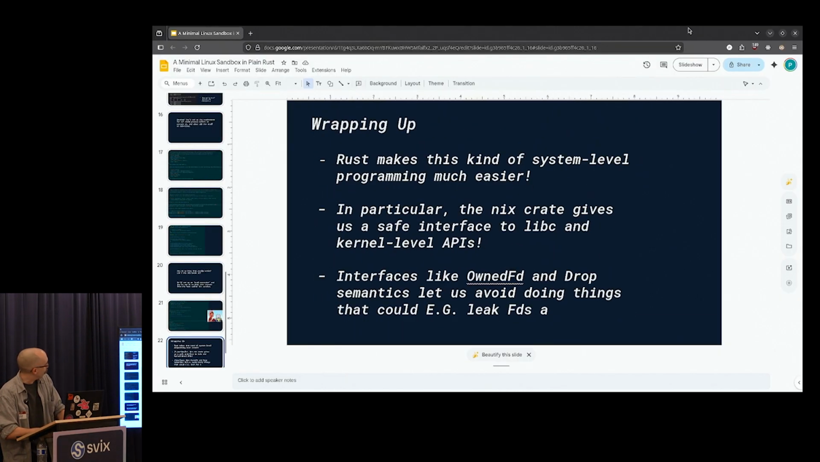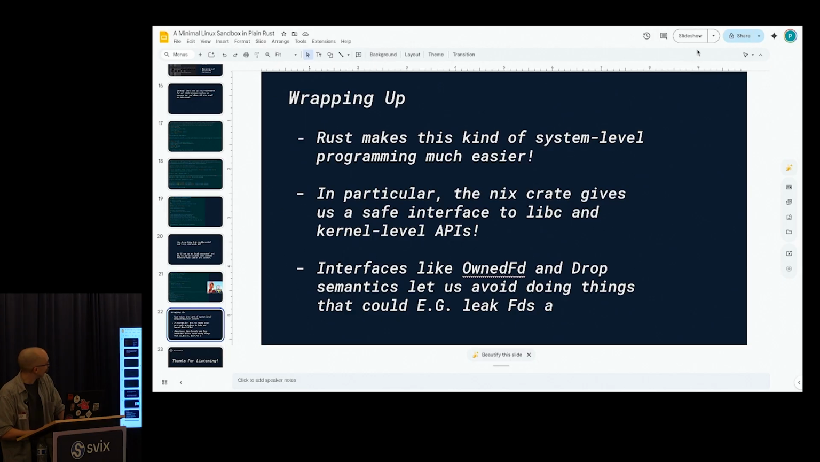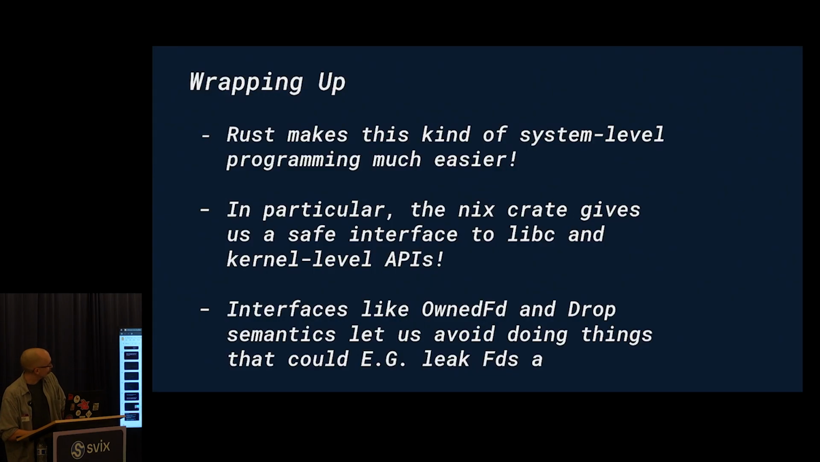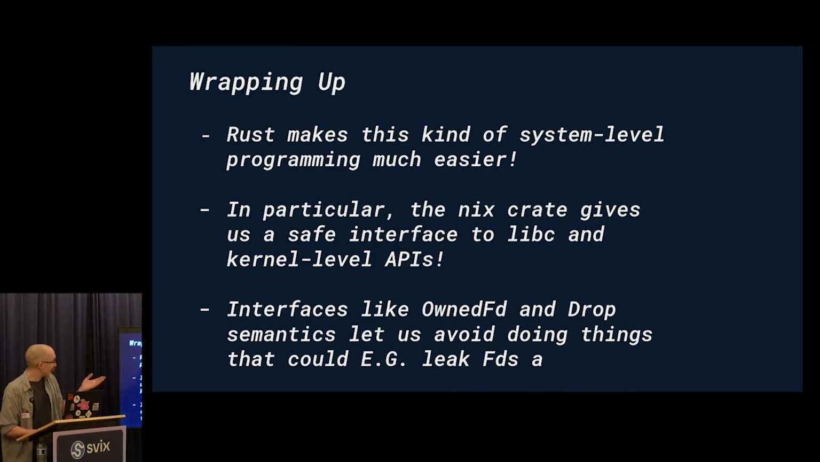Basically, the crux of my talk here was just that Rust makes this kind of experience a lot easier. Let me get back to presenting here. In particular, the Nix crate, because we have this safe interface to stuff like libc and kernel level APIs, and also we have stuff like OwnedFd, which prevents you from dropping stale file descriptors, and enforces certain semantics around file descriptors that were otherwise huge footguns in C, for example.